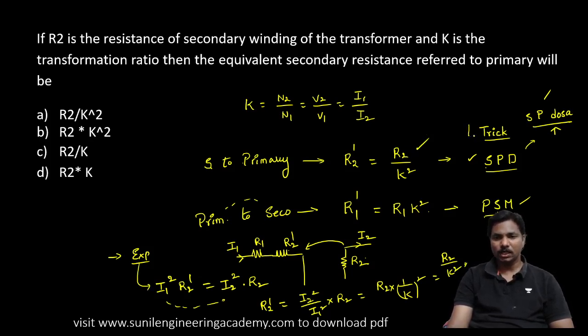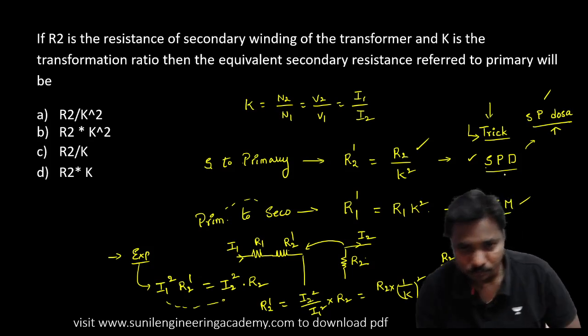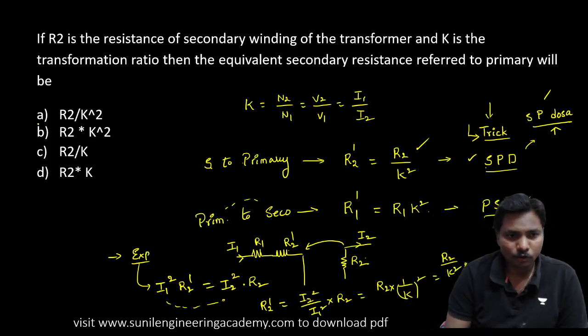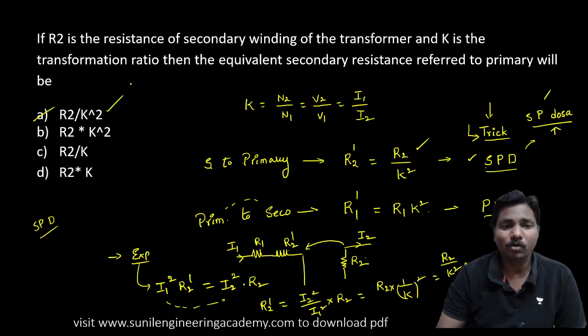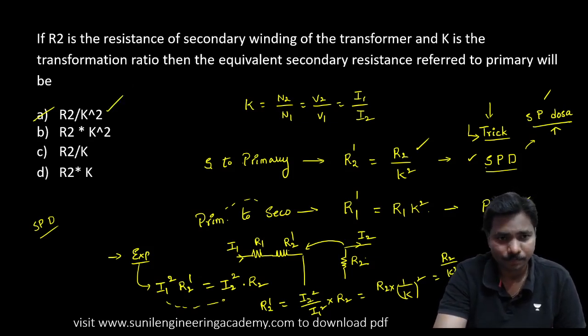This is our short trick. This trick is not a copied one, guys. This is our own trick. So R2 by K square. There is no need to do all this in the examination. Whenever you get a question in the examination on secondary to primary, SP, that is division, R2 by K square. That is a simple one.